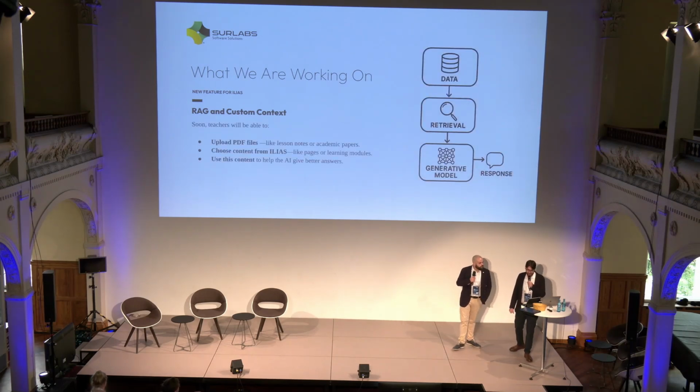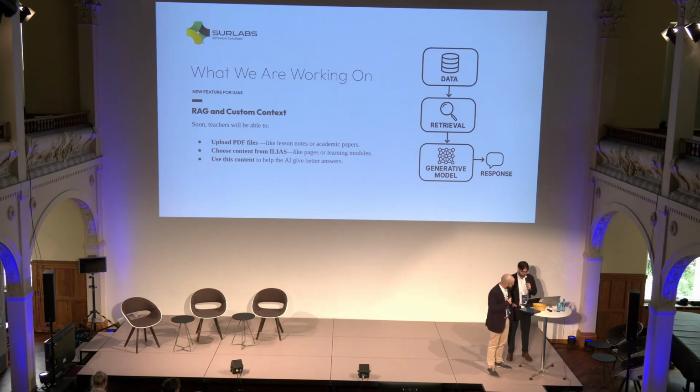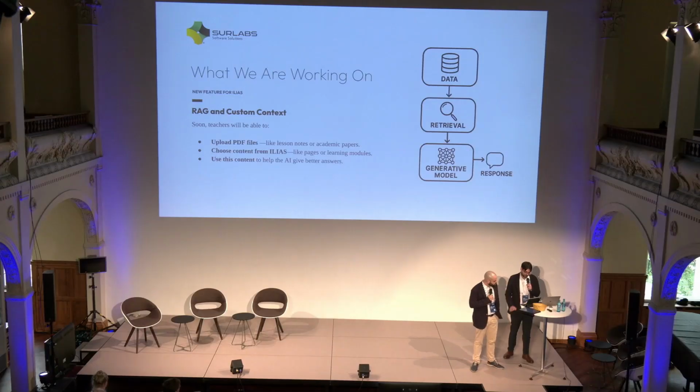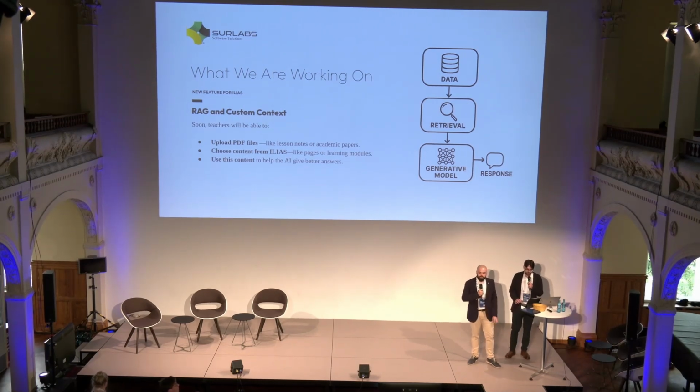I know the name sounds complex, but the idea is simple. It's a method that helps AI give better results. Before the AI writes something, it looks for useful information in a collection of documents. Then it uses this information to generate a text. This makes an answer more accurate based on real data.